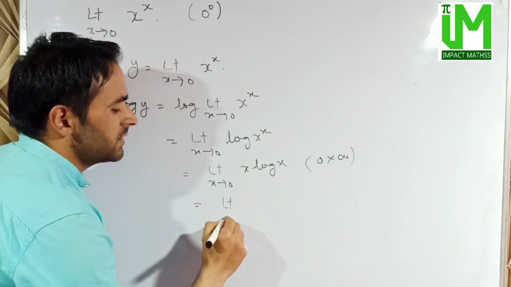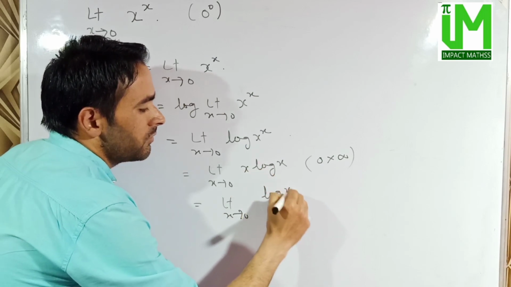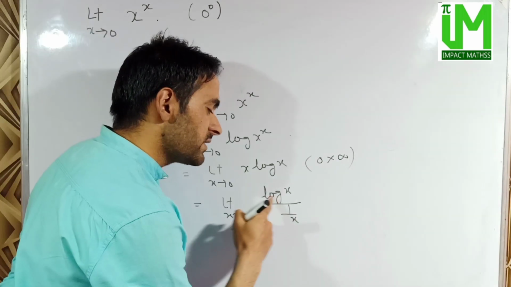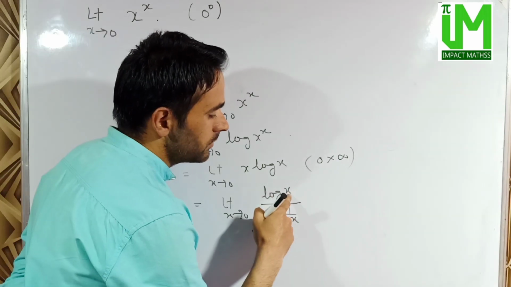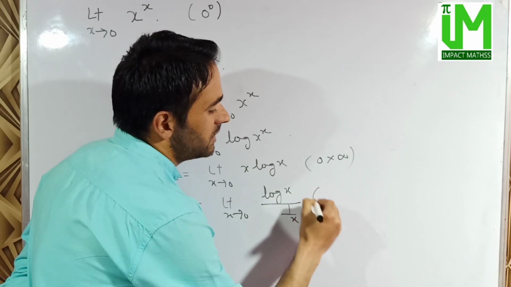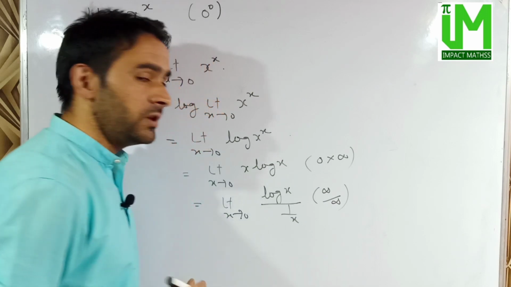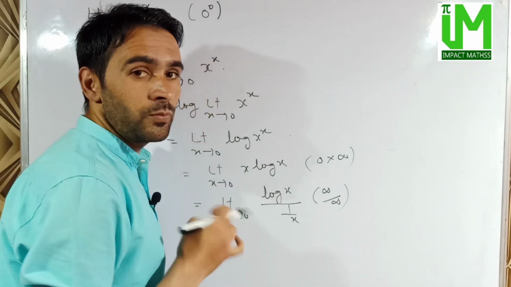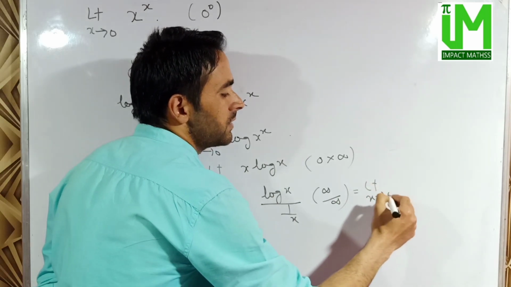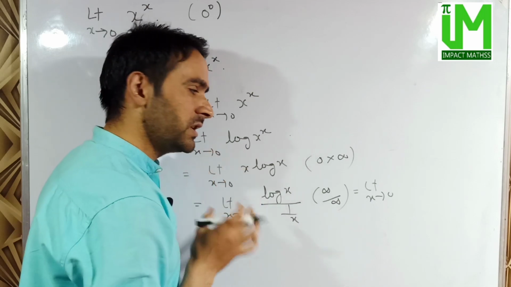And we will write here limit x approaches to 0, so it will be log of x divided by 1 over x. Now when x approaches to 0, so this will be log of 0, which is infinity, and 1 by 0 is infinity. Thus this is reduced to infinity by infinity form. That means we will be applying L'Hopital's rule, and we again know कि L'Hopital rule में हम differentiation of the numerator and differentiation of the denominator करते हैं.